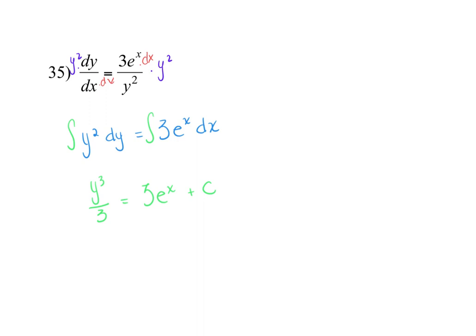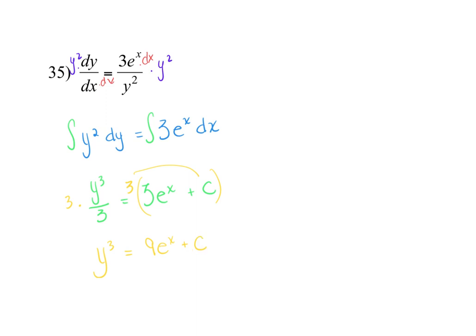Okay? When I'm finding a general solution, I need y by itself. That's really what they want you to do here. So the first step to getting y by myself is to multiply by 3. So I need to multiply this by 3. That'll give me y cubed over here. 3 times 3e to the x is 9e to the x. 3 times a constant is just another constant.